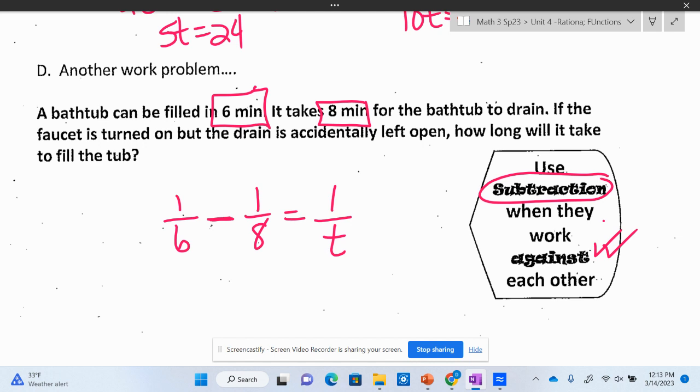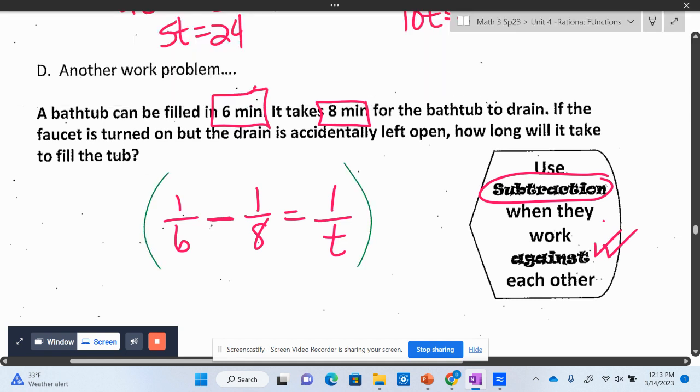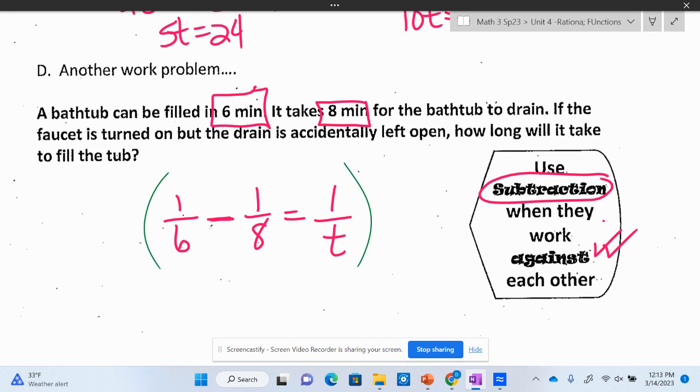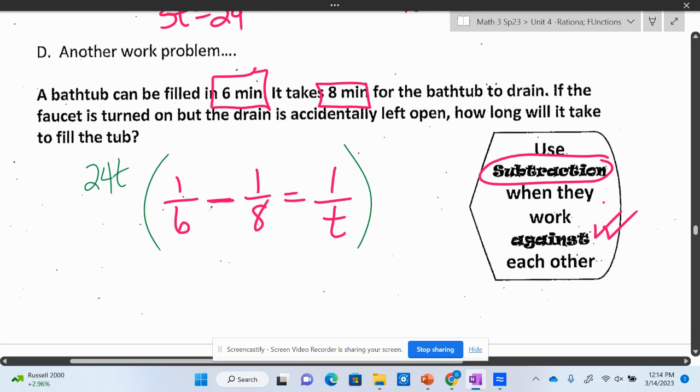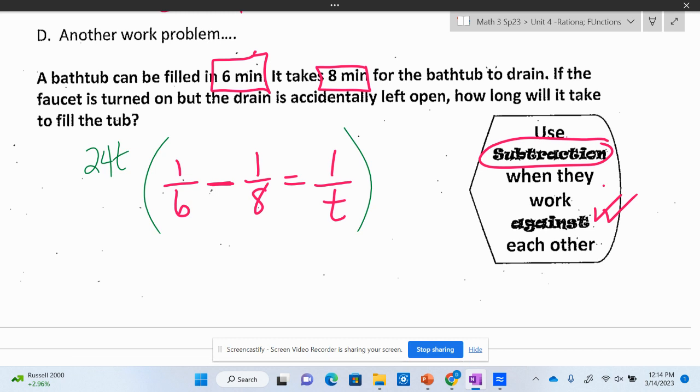LCD, least common denominator. What are we going to multiply both sides by? 24t. Yeah, 24t. Same as we did on the last one. Does everybody understand how we're cross-reducing, or do I need to write this one out so we can see it? Raise your hand if you'd like me to write it out. Show the math, because I will.